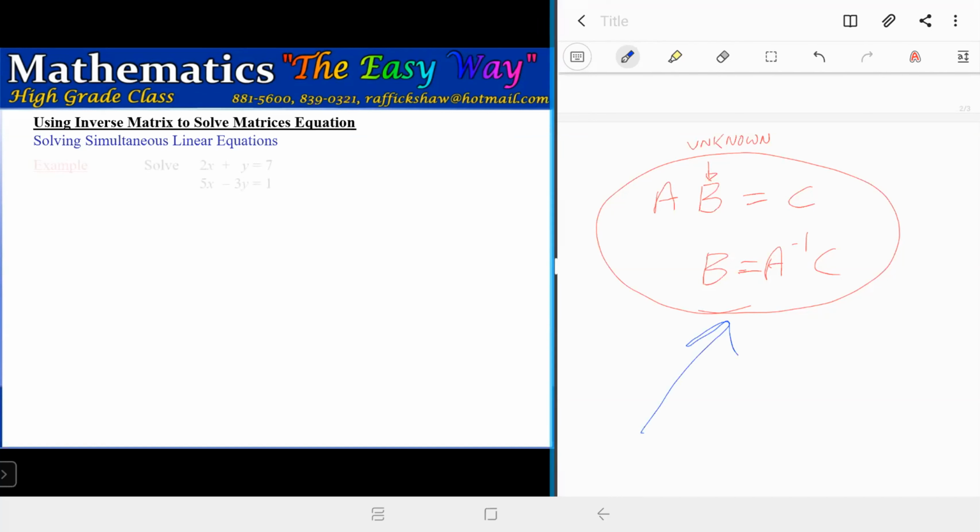So let's do it by an example. Let's say we have these two equations to solve simultaneously, but the question tells us to use a matrices method.